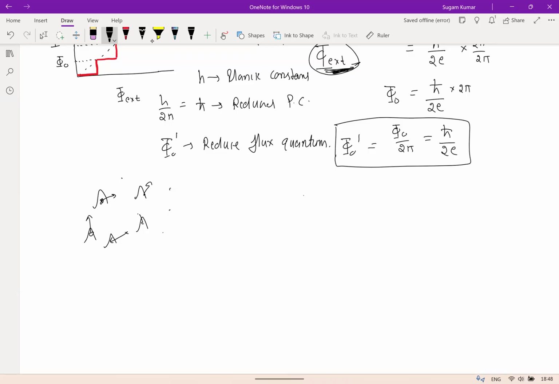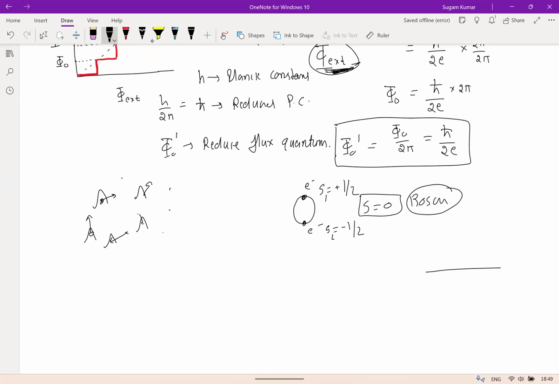Whereas when two electrons make a Cooper pair, you can see that their spin orientations are opposite, correct? So the net spin of the system becomes 0. So they are actually a boson. So the Cooper pair itself is a boson, so they're not bound to follow the Pauli exclusion principle. It means all the Cooper pairs, in principle, can stay in the same quantum state.